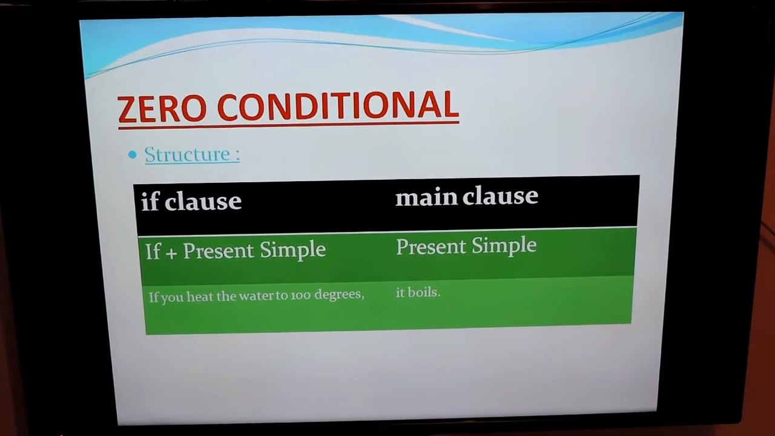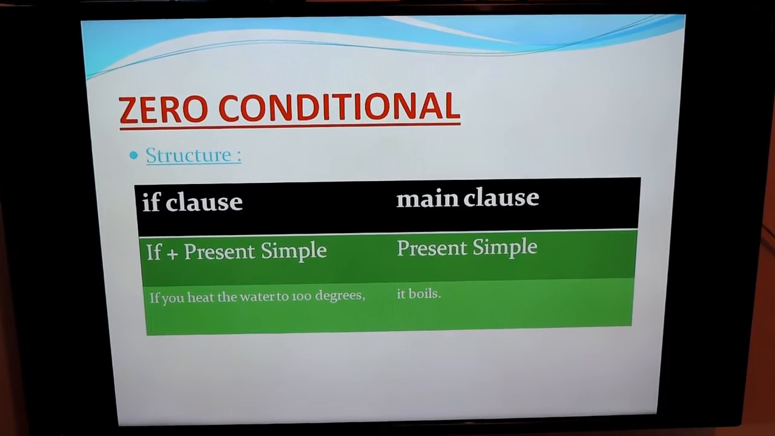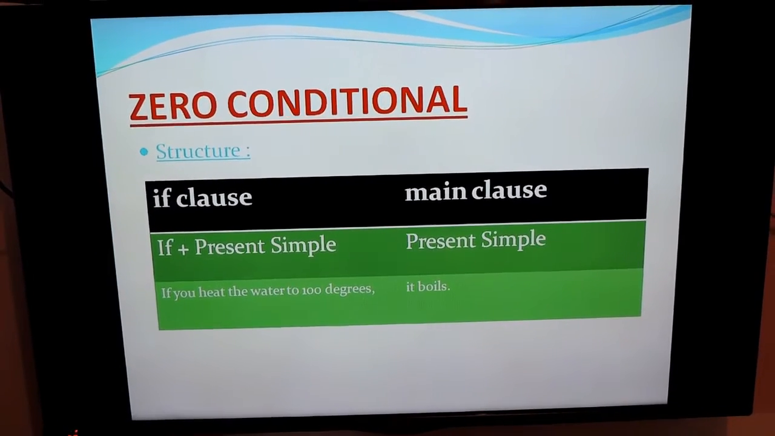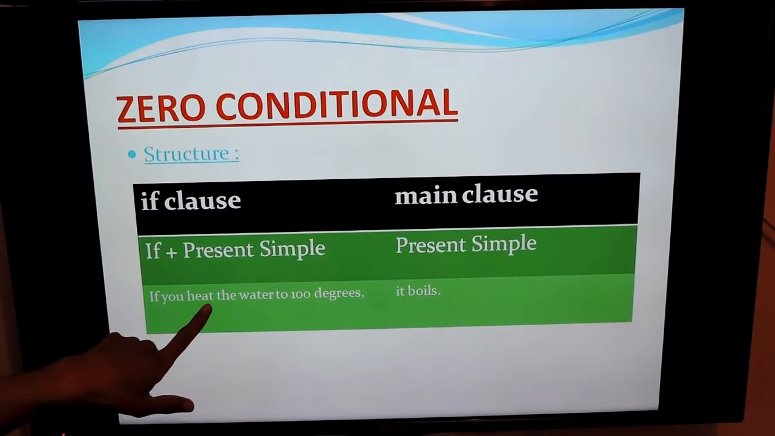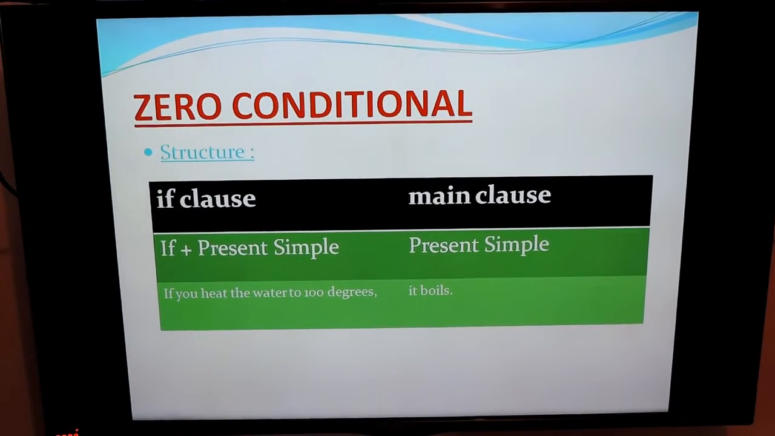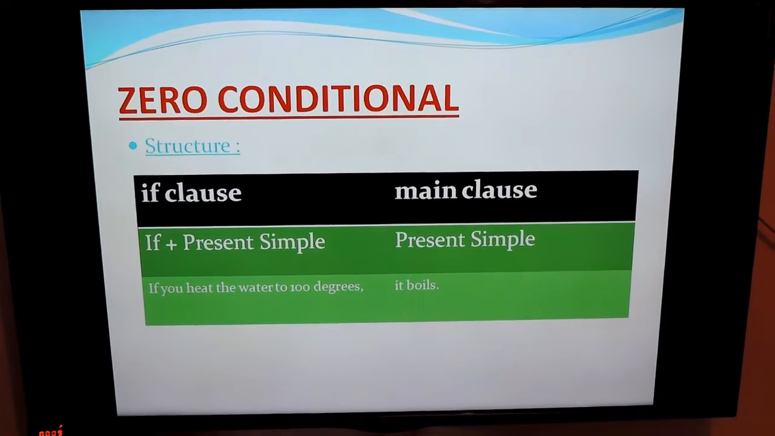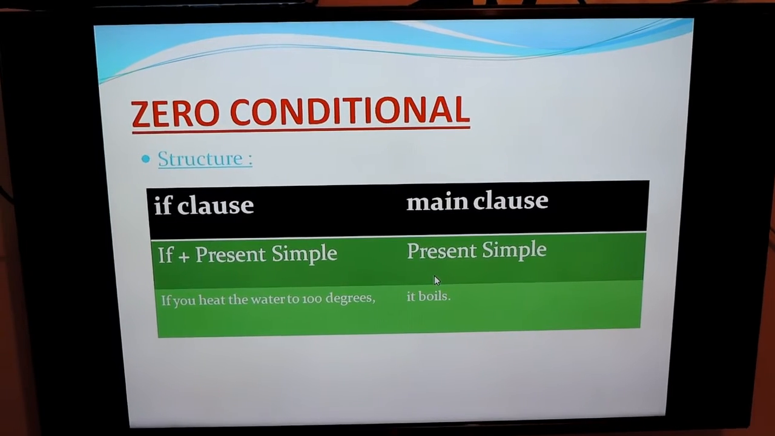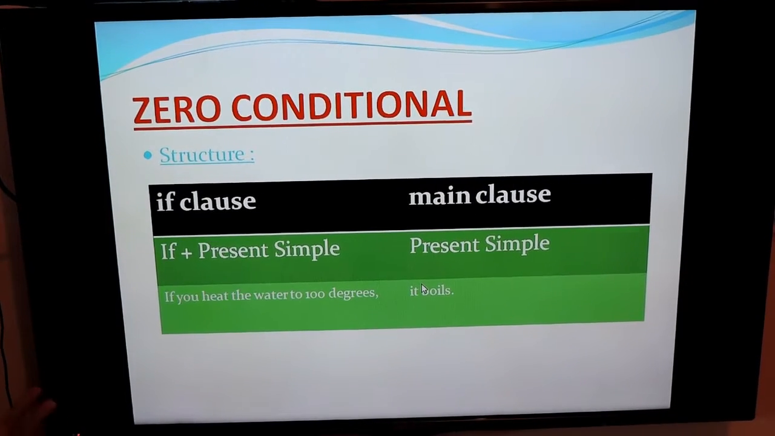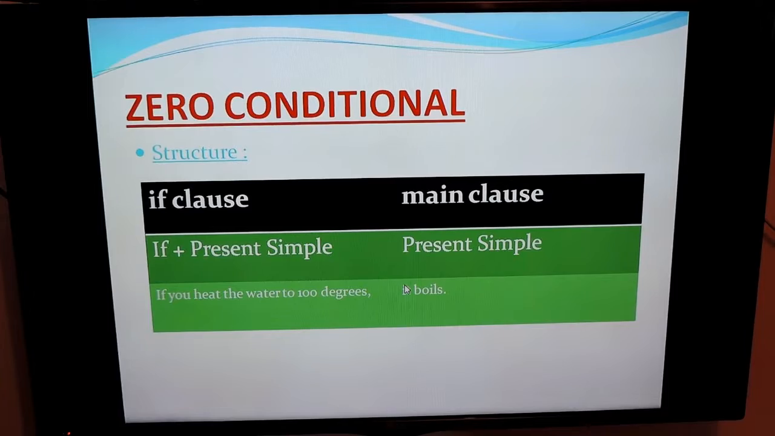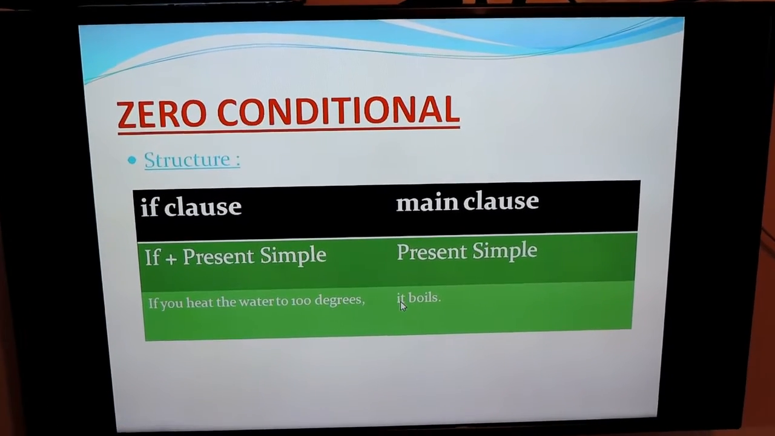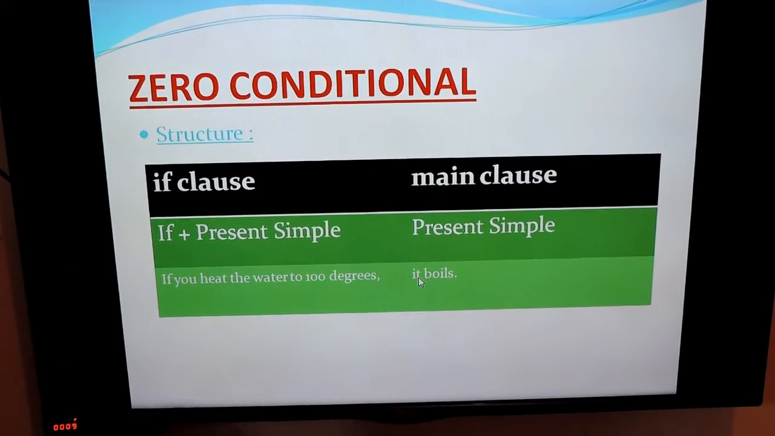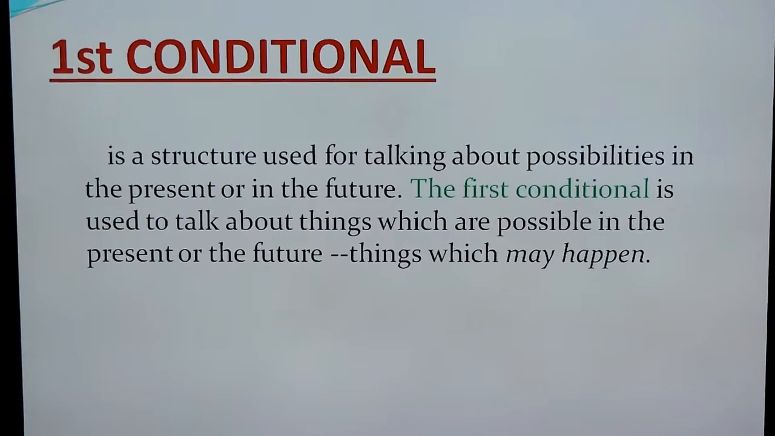We have an example here: if you heat the water to 100 degrees, it boils. As you can see, this is a fact we cannot ignore. The water boils at 100 degrees. It cannot boil at 80 or 70 degrees or less, but at 100 degrees exactly it boils. So this is a fact. We use the present simple here, and in the main clause we use the present simple too. Let's go and see the next one.